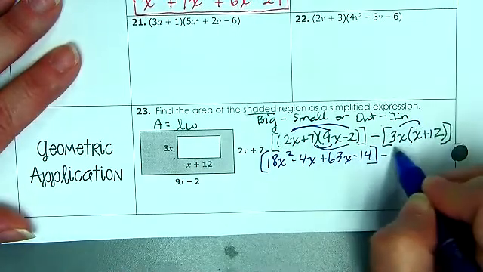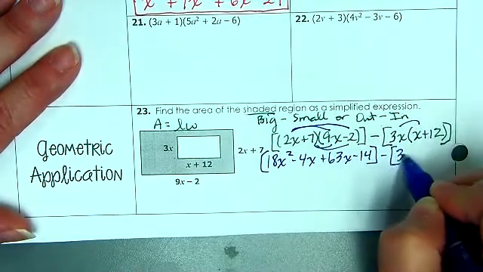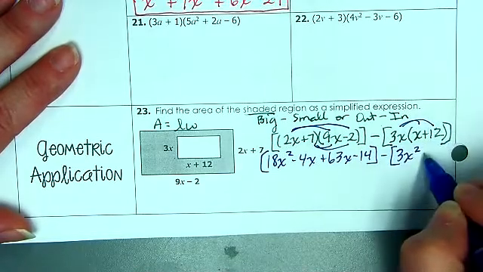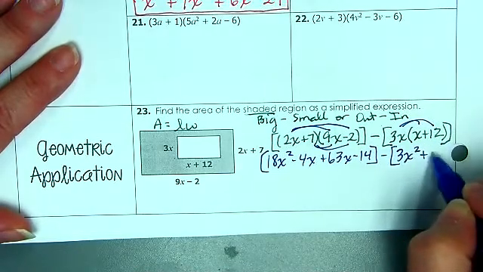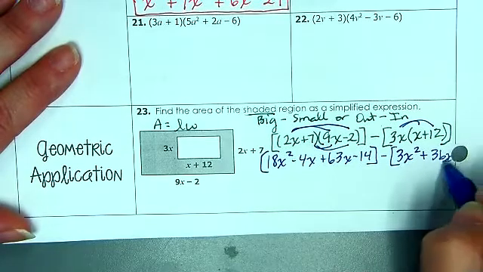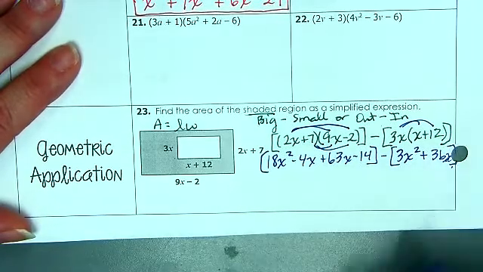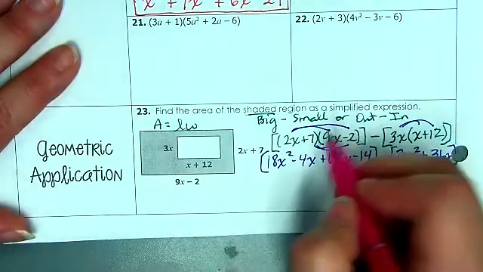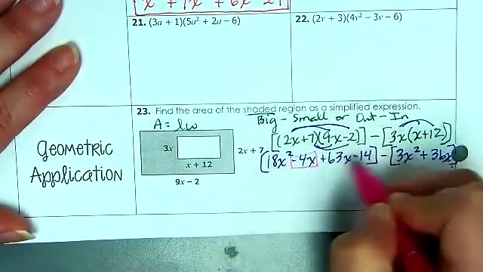Minus, then I'm going to distribute here. And that gives me 3x squared. 3x times 12 is plus 36x. And we have our bracket. And now we have to simplify the like terms here.